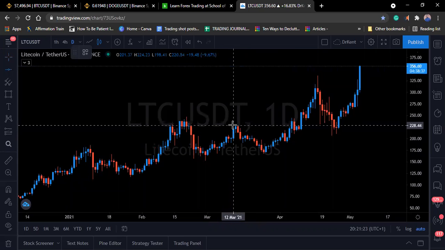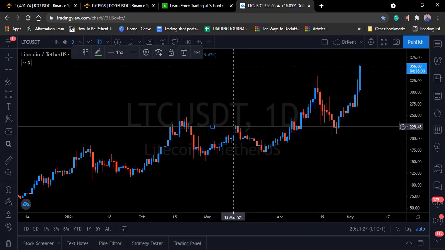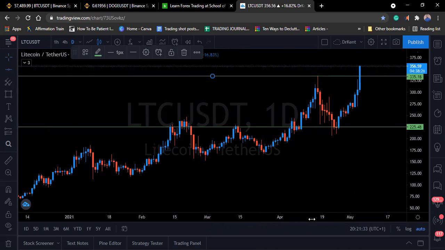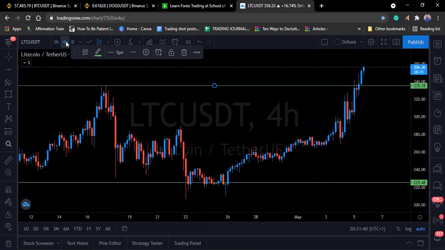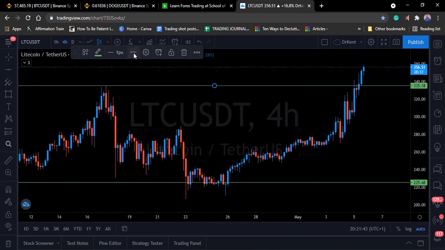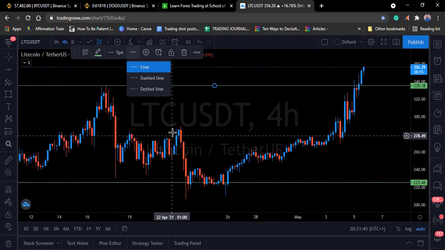For example, to draw your zones, this is the daily chart. You pick your turning point in the market. For example, this is a point to pick. We also have a point here, which market has clearly broken out of. Then we can go to the H4, which is the lower time frame. We pick another zone. Let's say, let's pick this area.